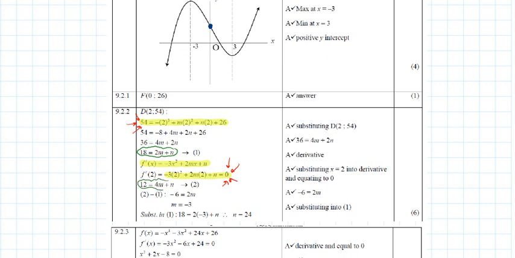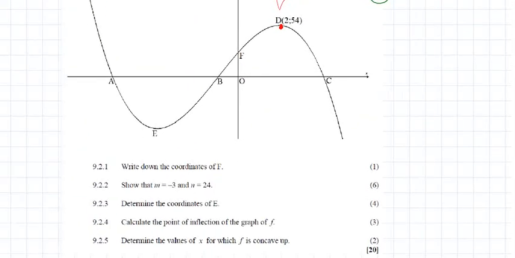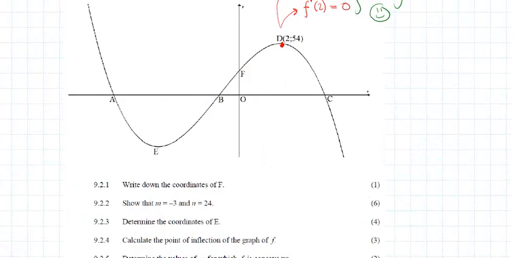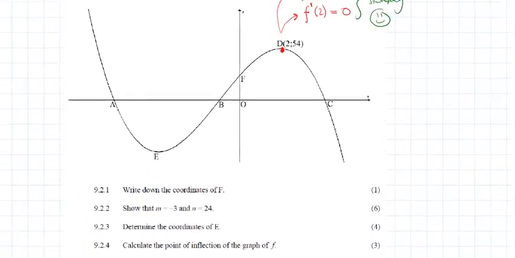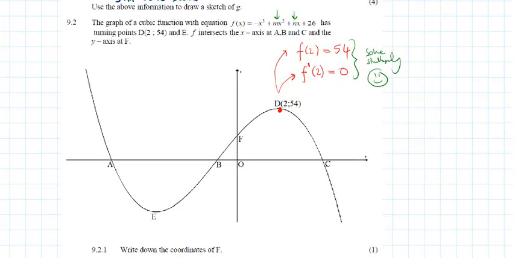So we have two equations. Just somehow solve them simultaneously, and we can get the values and show that m and n. Okay, that's not a problem. Coordinates of F was the first question anyway. F is the y-intercept, it's 26, so 0 and 26. That wasn't a problem. It was just a 1 mark question.